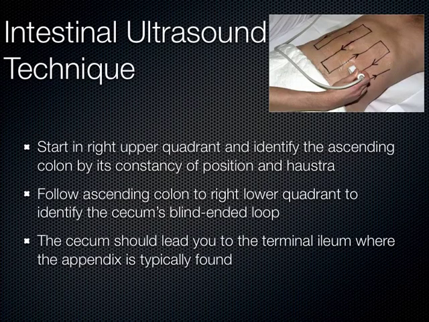What that means is we are going to start in the right upper quadrant and find the ascending colon. That's where it always is, right up there in the right upper quadrant. We can tell it's ascending colon because it's got haustra. Recall that haustra are little indentations in the bowel wall that don't cross all the way across to the other wall. They're just like little sections that are sectioned off.